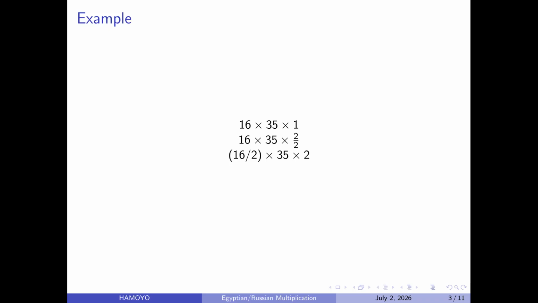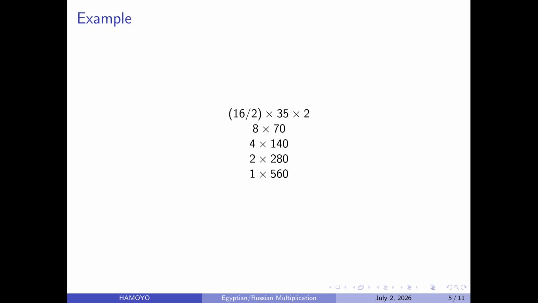When we halve the 16 and multiply 35 by 2, we end up with 8 times 70. We continue on the same procedure. We halve 8, we multiply 70 by 2. We have 4 times 140. We have 2 times 280. And then we have 1 times 560. And so at this point, we know that the solution is actually 560.